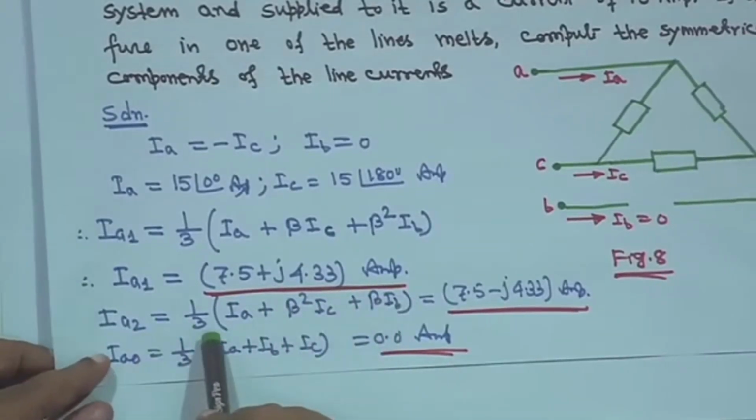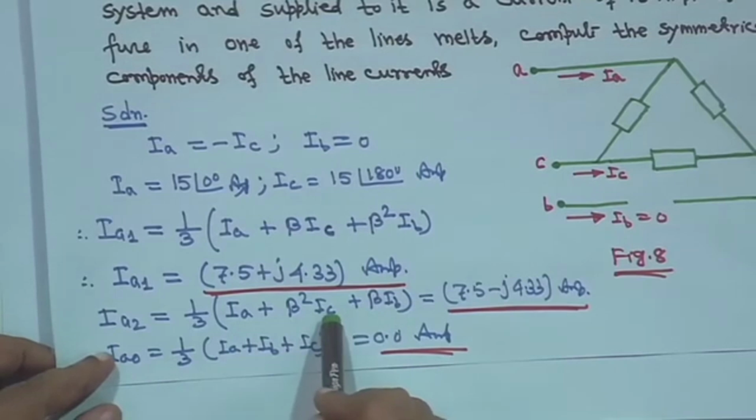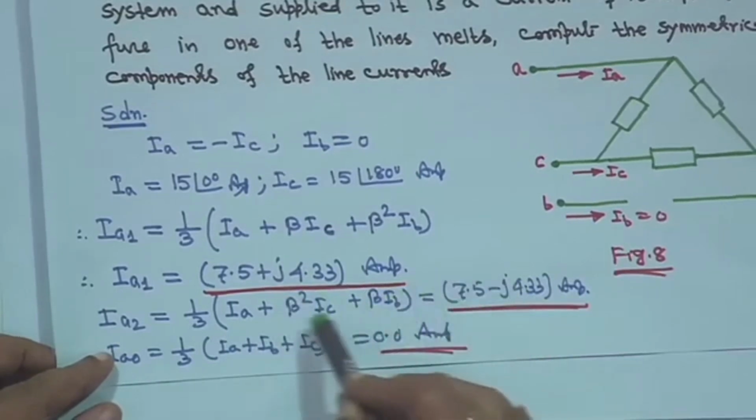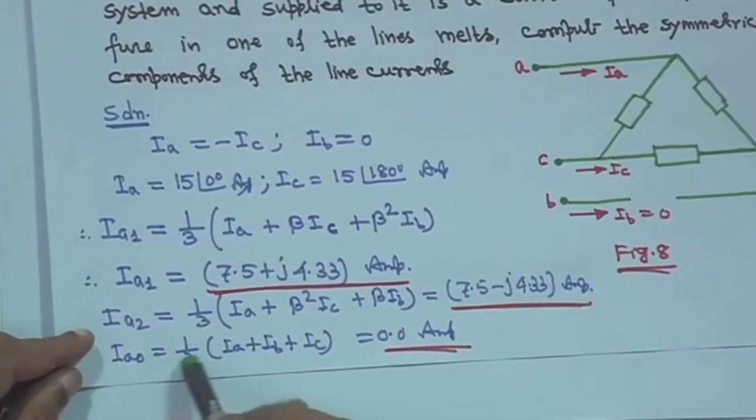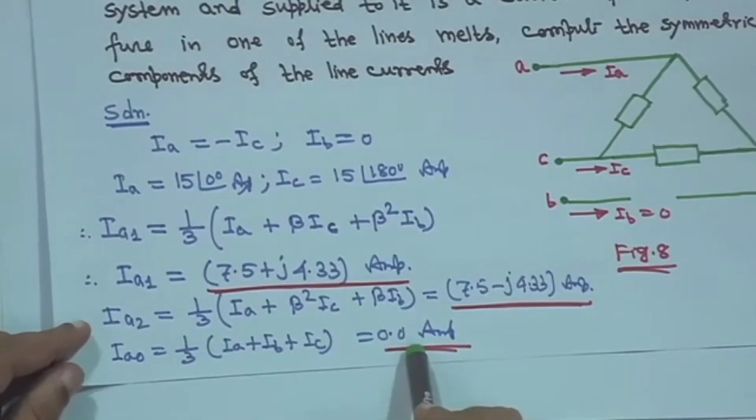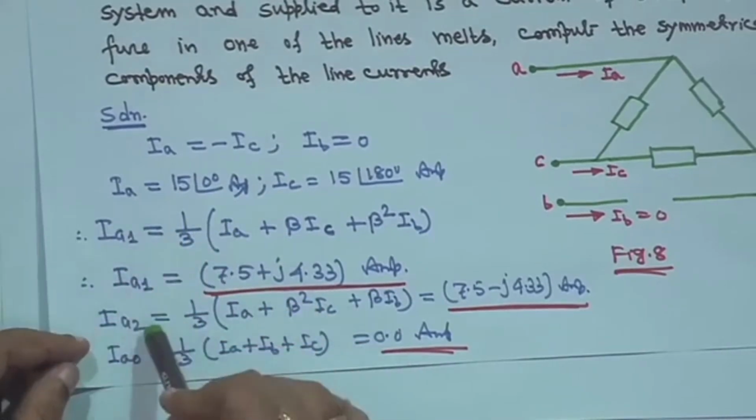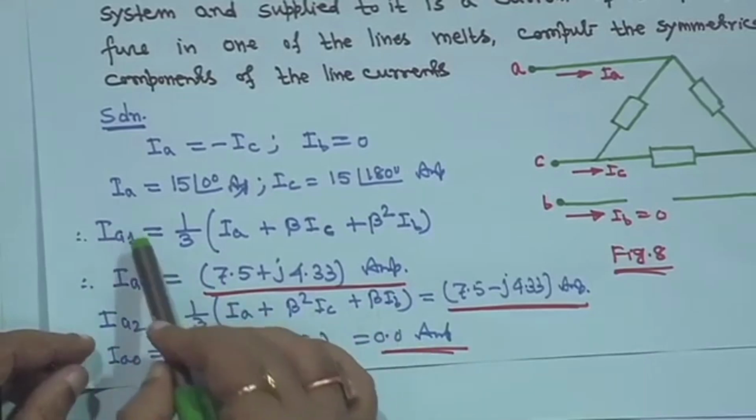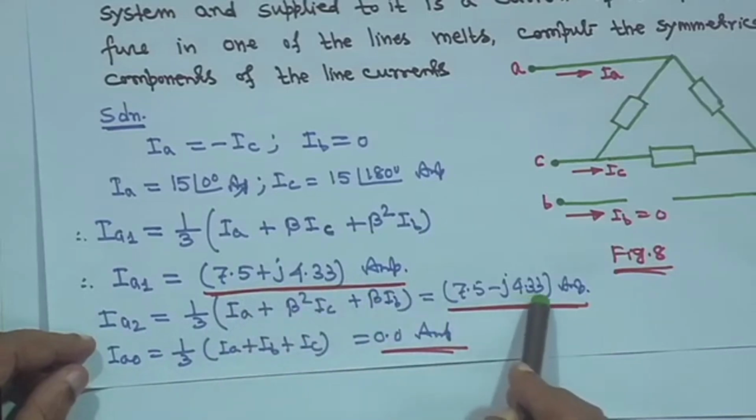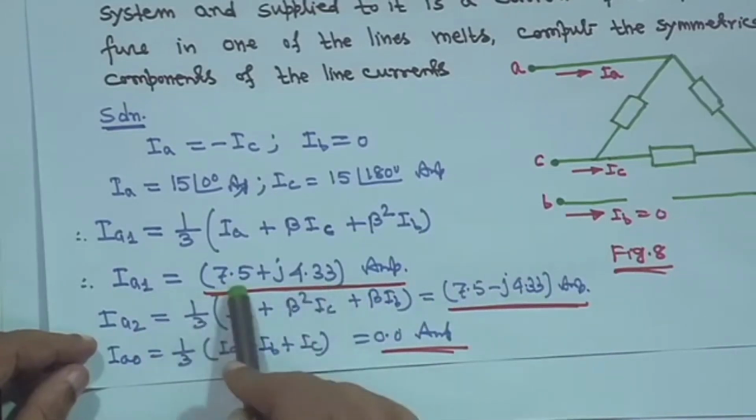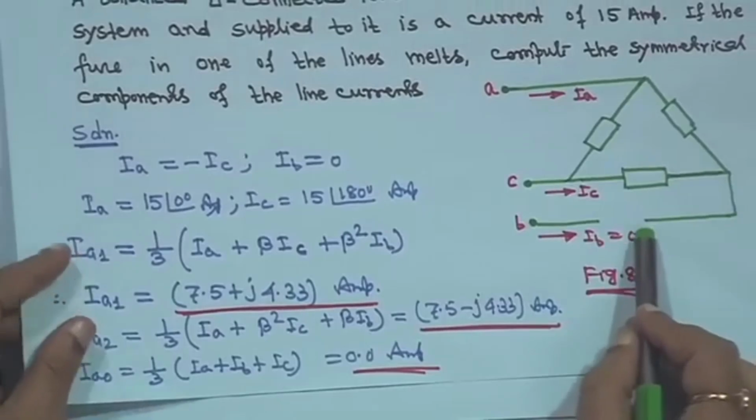Now similarly, if you calculate IA2, it is 1/3 (IA plus beta square IB plus beta IC). Again you substitute IA, IB, IC and put the angle for beta. It will be 7.5 minus j 4.33 ampere. IA0 will become 1/3 (IA plus IB plus IC), that is 0. For a cross check, IA is equal to IA1 plus IA2 plus IA0. IA0 is 0, that means IA is equal to IA1 plus IA2. So minus j 4.33 and plus j 4.33 will cancel, and ultimately IA will become 15 angle 0. So for a cross check, this is a simple problem, but it is a good problem.